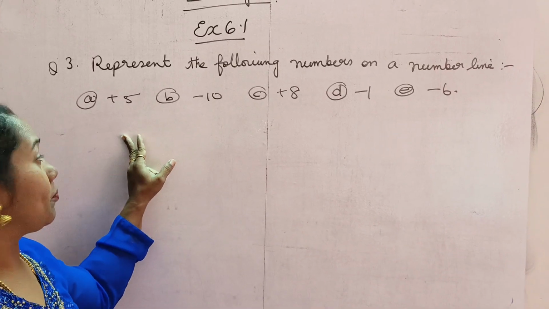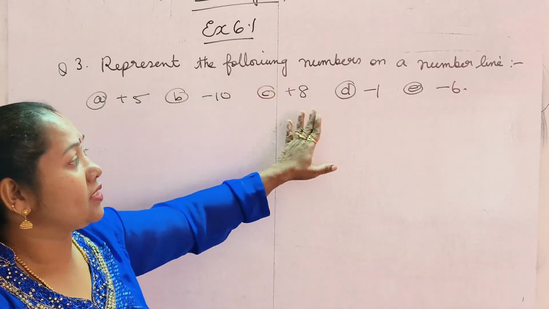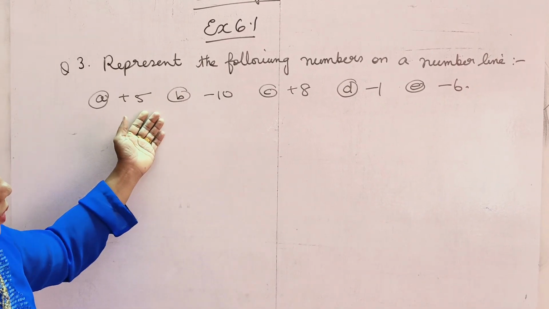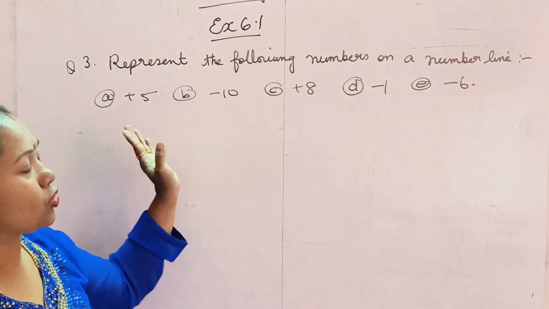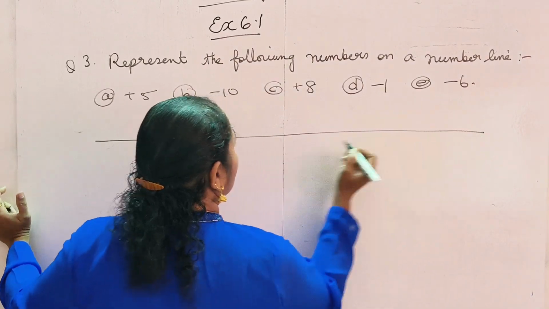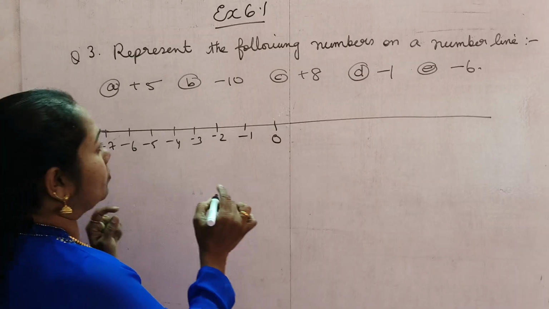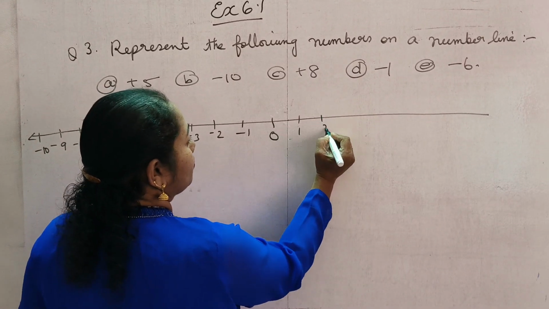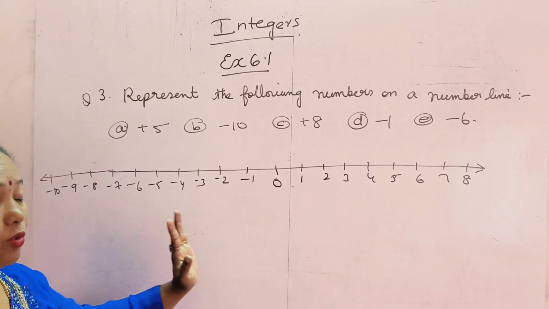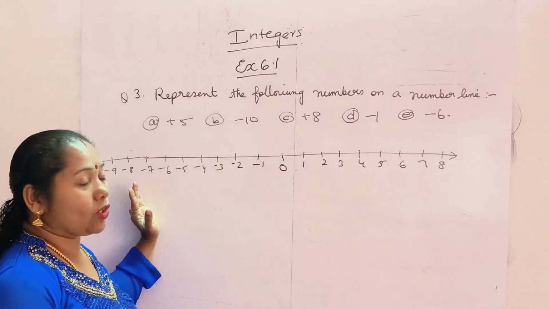Next question. Question number 3. Represent the following numbers on a number line. So let us make one number line. Our maximum number is 8 and the minimum number is minus 10. So we have to combine all these numbers in a number line. So we know that all the numbers which are to the right of 0 are positive and which are to the left of 0 are negative.